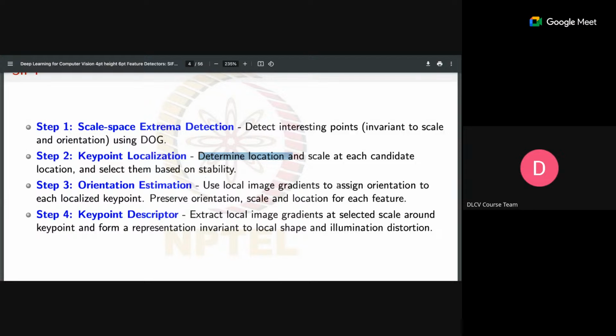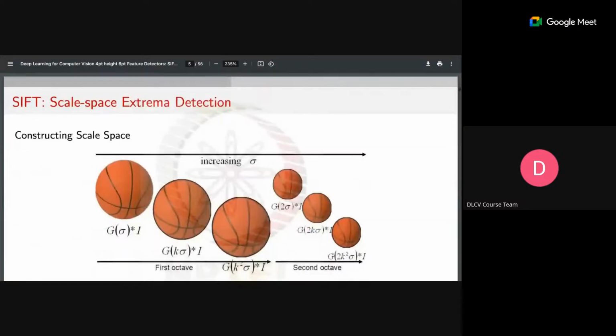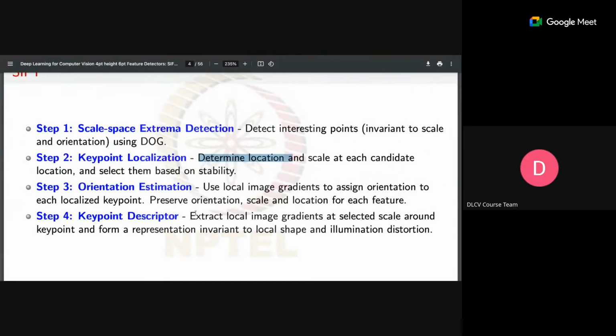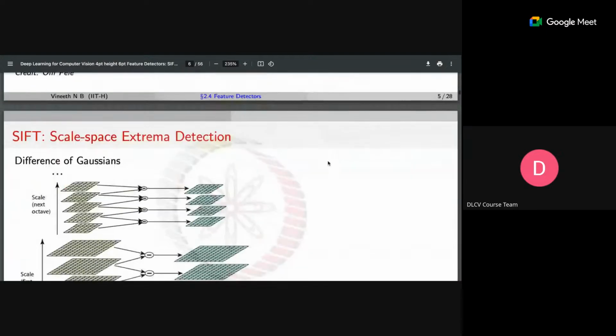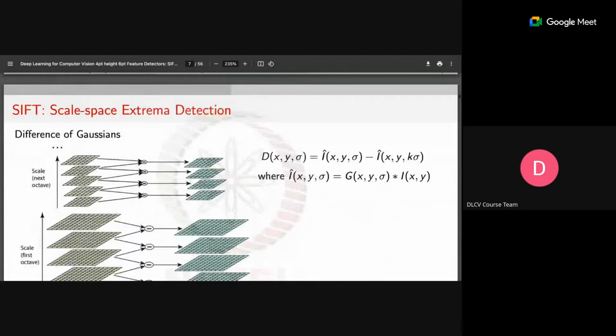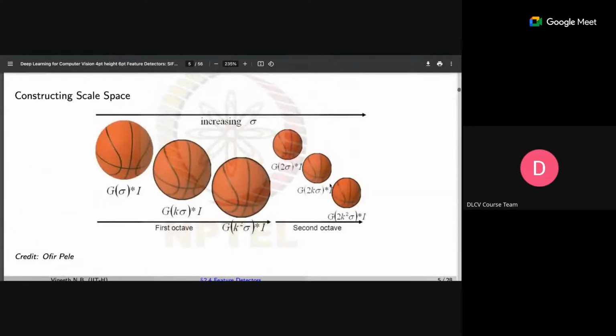Then, using the local image gradient, you find the orientation of each point. Once you have that, you extract the local gradient around those key points as your features basically. For the first step, where you determine the interesting points, you use different Gaussians. Different Gaussian means you are just scaling the variance, or the standard deviation.